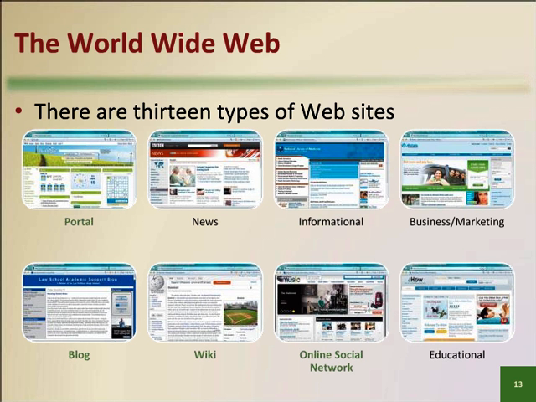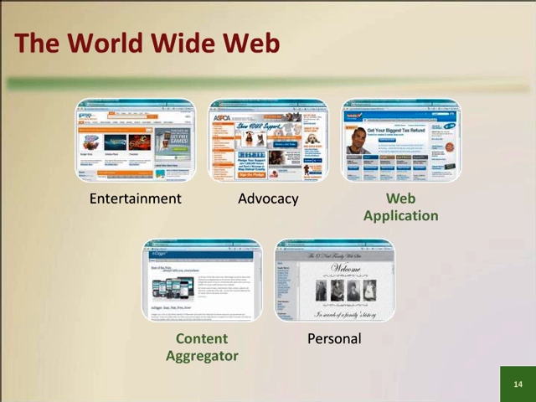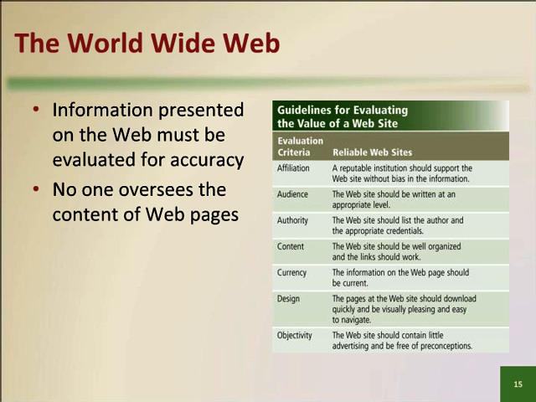There are 13 different types of websites: portal, news, informational, business marketing, blog, wiki, online social network, educational, entertainment, advocacy, web application, content aggregator, and personal. Because there are so many different types of websites, do not assume that information presented on any website is correct or accurate because anyone can access and publish a web page. Information on the web can be inaccurate, biased, out of date, or inappropriate. Use the listed guidelines for evaluating the value of a web page or a website.